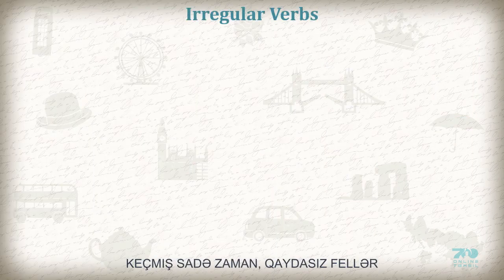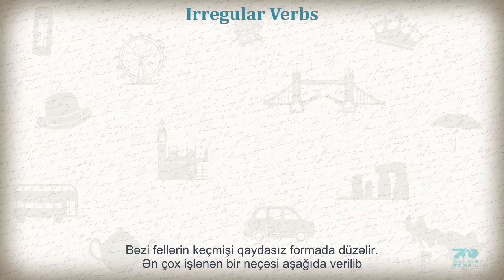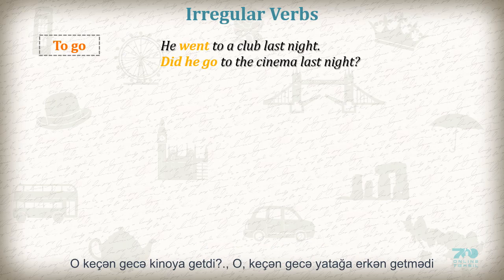Past simple, irregular verbs. Some verbs are irregular in the simple past. Here are the most common ones. To go. He went to a club last night. Did he go to the cinema last night? He didn't go to bed early last night.